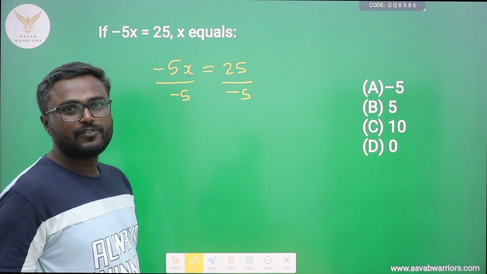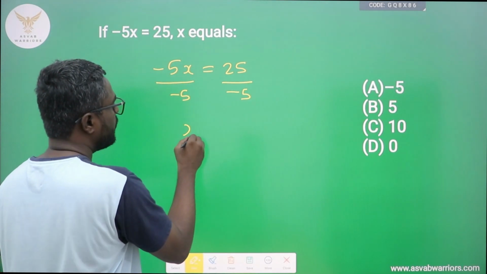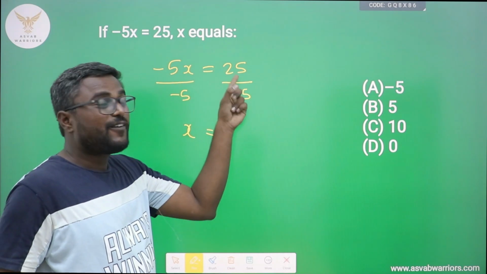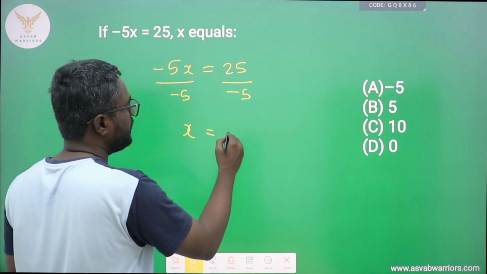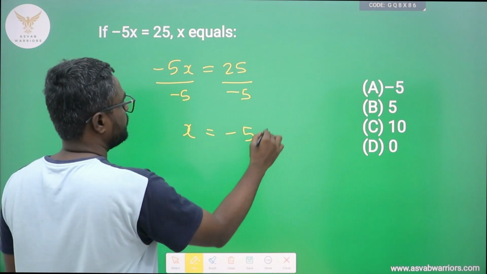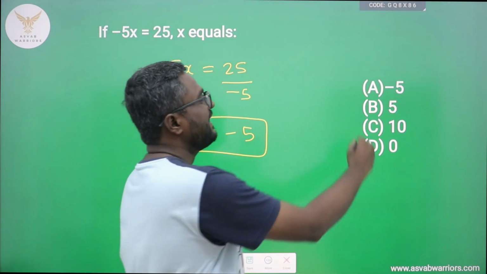Negative 5 divided by negative 5 is 1. So what do we have over here? x. 25 divided by negative 5 is nothing but negative 5. So option A is correct.